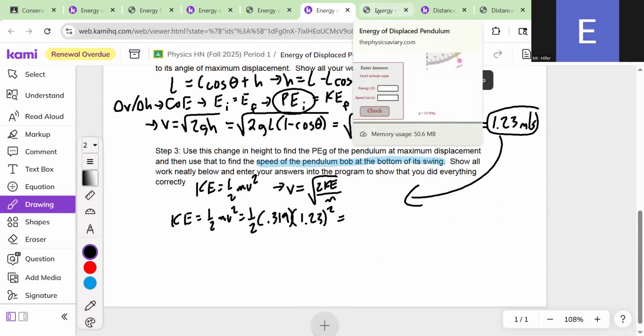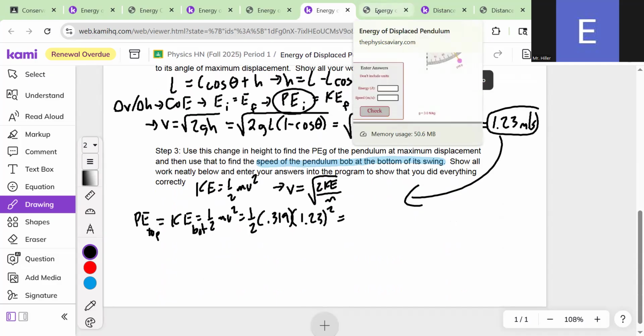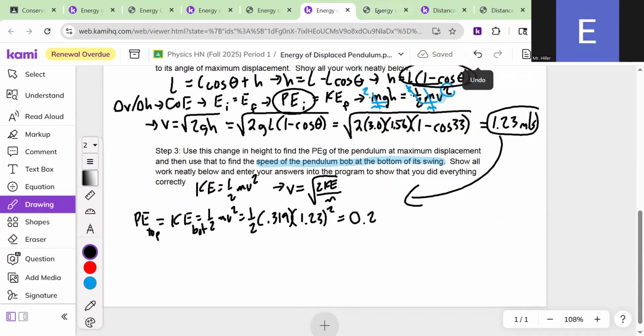Just note that's going to be my kinetic energy at the bottom, and it's going to be my potential energy at the top. It's going to be both, right? The potential energy at one point is the kinetic energy at the other point. So I'm going to go 1.23, square that, multiply that times 0.319, and then take half. And I'm getting about 0.241 joules.